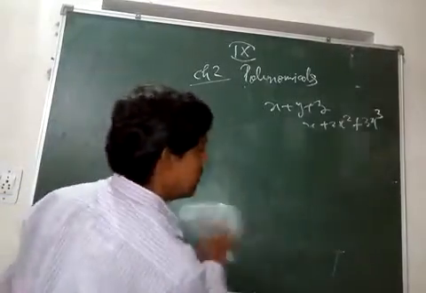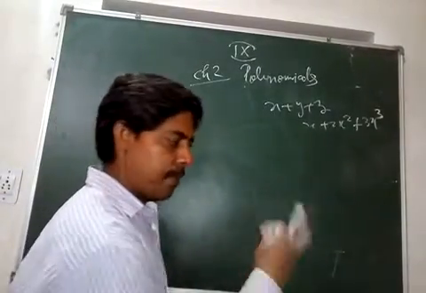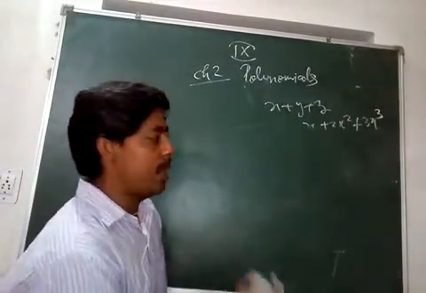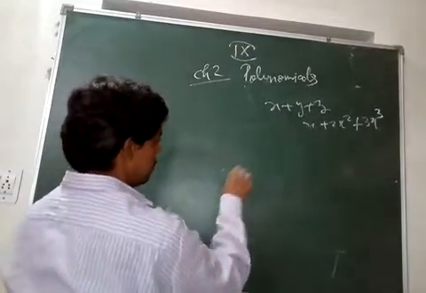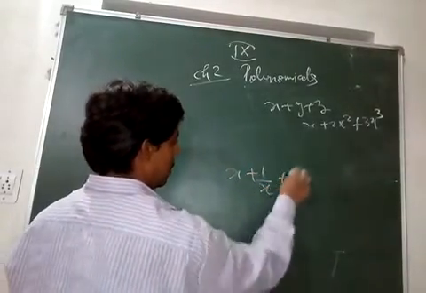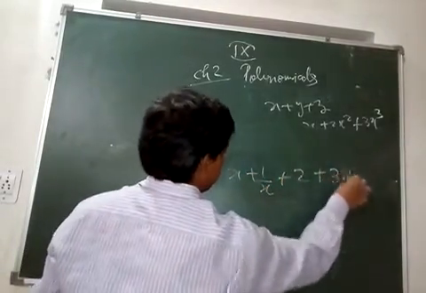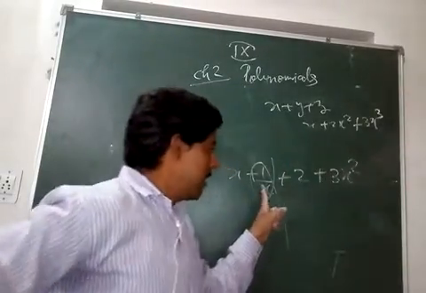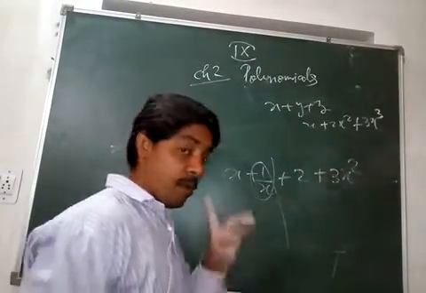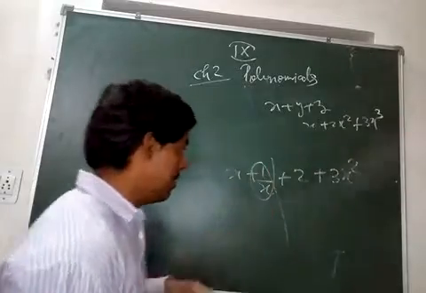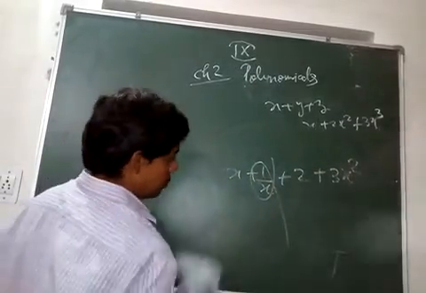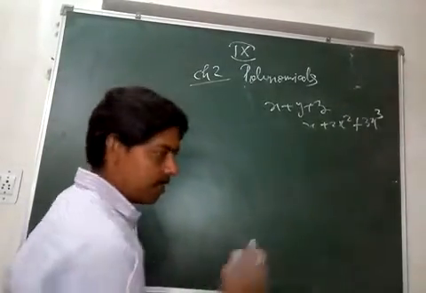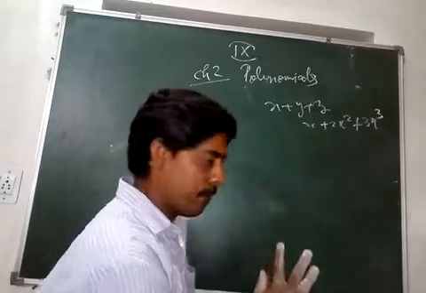Now don't write polynomials after that. In previous classes you have studied that polynomial means having a lot of terms. So there they will say this is also a polynomial. No, now this is not a polynomial. In our definition, we have already studied that the power of x cannot be negative. Therefore, this is not a polynomial. So for multiple terms, you will write multinomial.